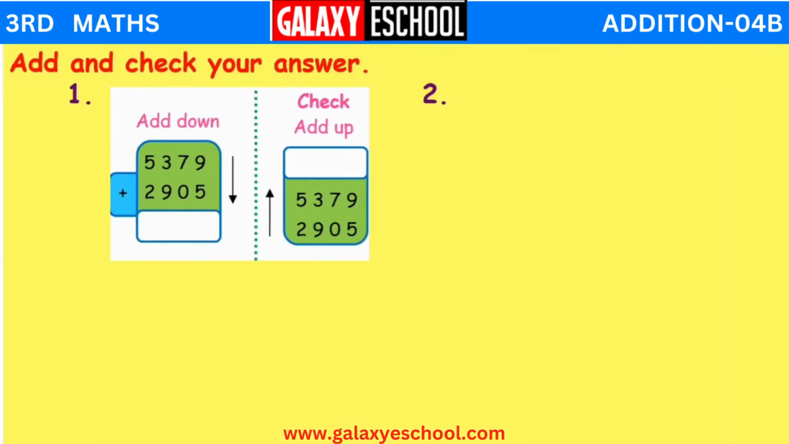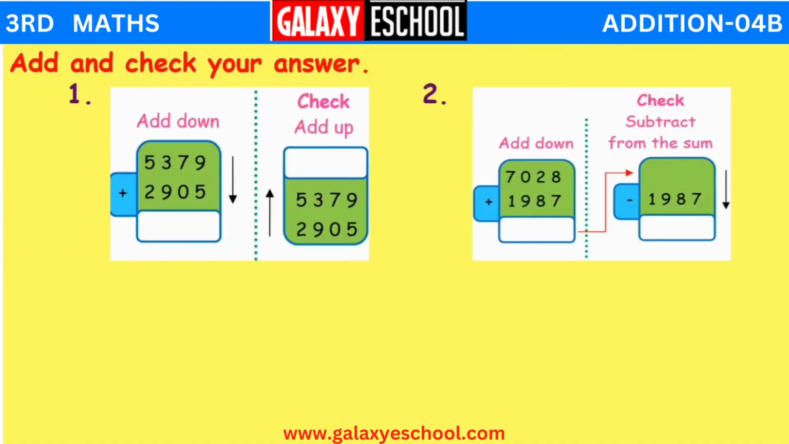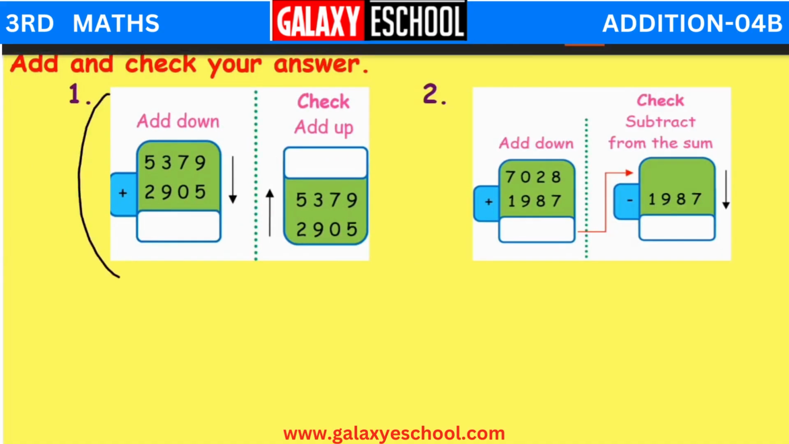Add and check your answer. Now this one is adding up and adding down, which we did just now. 9 plus 5, 14. 7 plus 1, 8. 9 plus 3, 12. 1 carried. 5 plus 2 becomes 7. 7 plus 1 becomes 8.